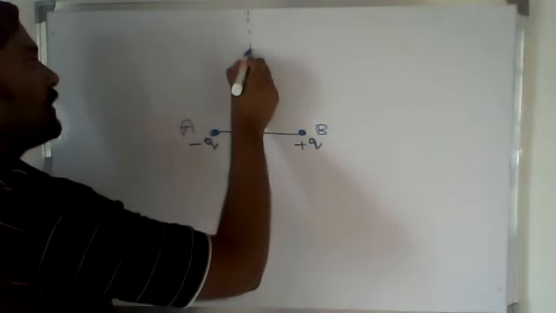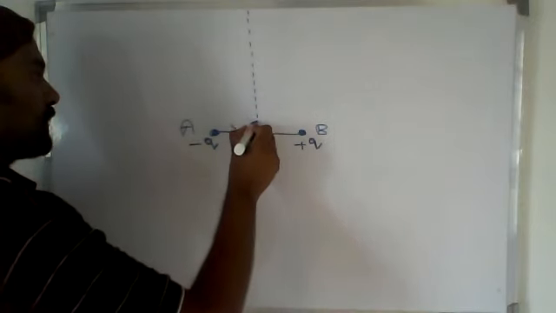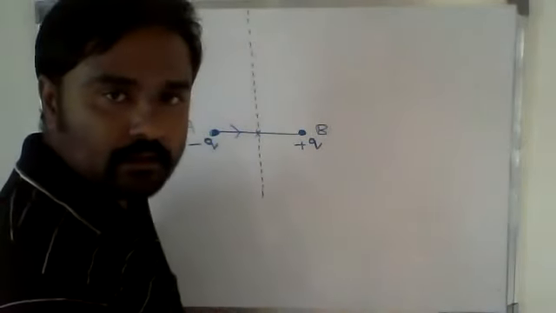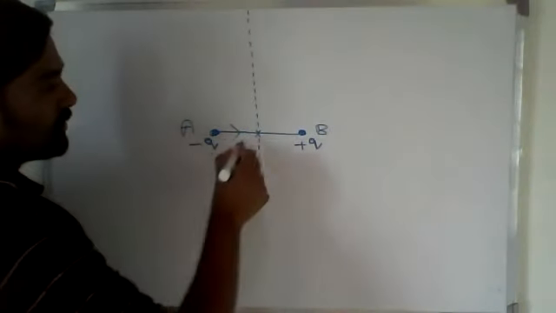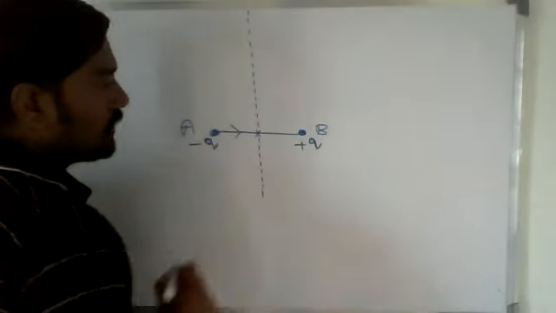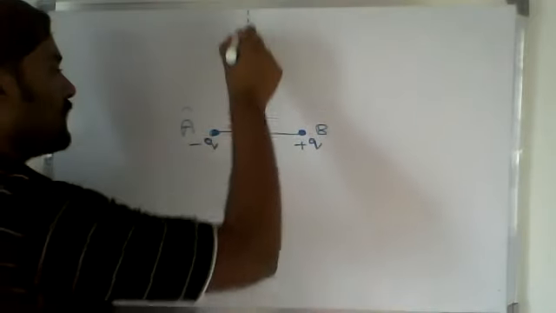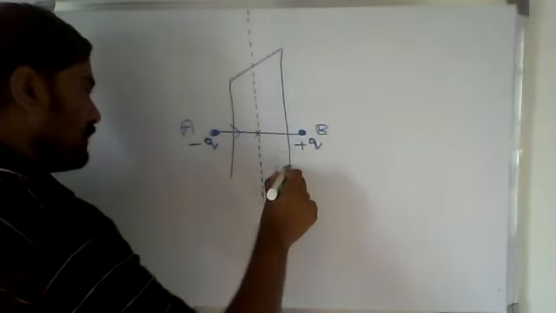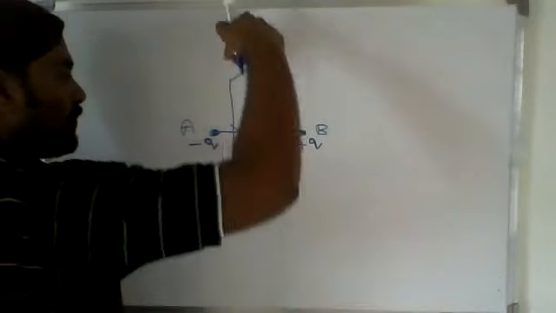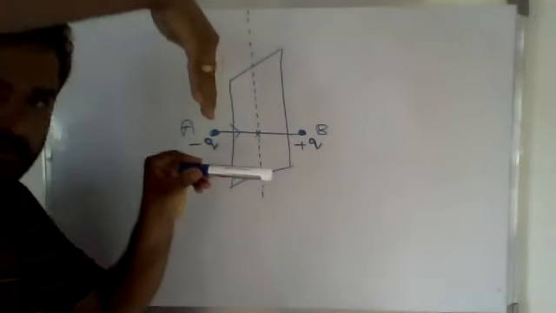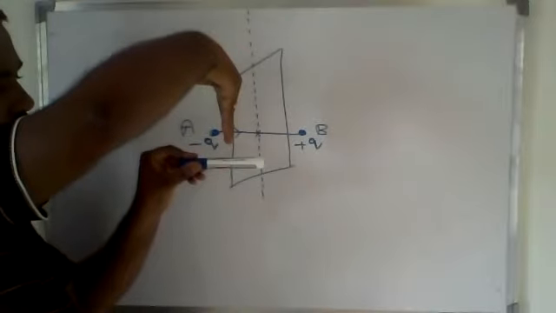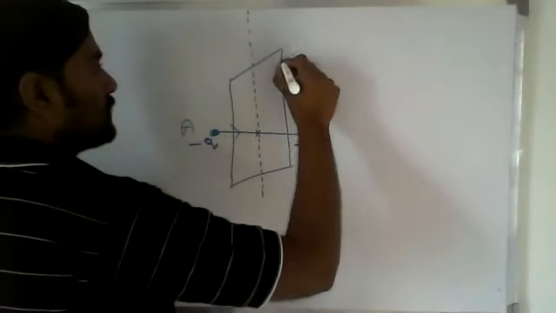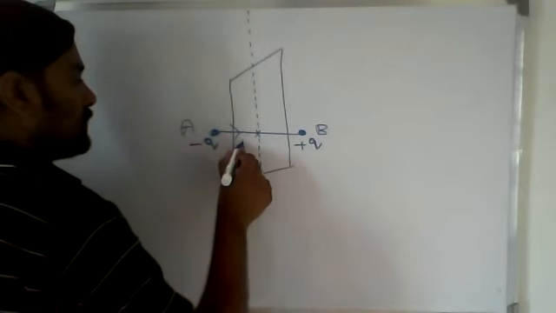And this is the equatorial line. This equatorial line is a line passing through the center of the electric dipole and perpendicular to the dipole axis. Now consider the equatorial plane. This is a plane passing through the center of the electric dipole and perpendicular to the dipole axis. So this is the equatorial plane.